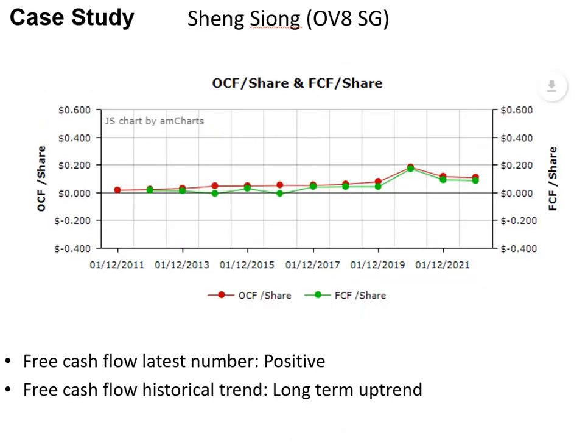So let's look at our case study here, Sheng Siong. The free cash flow per share is given by this green line.